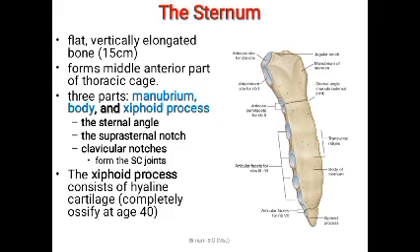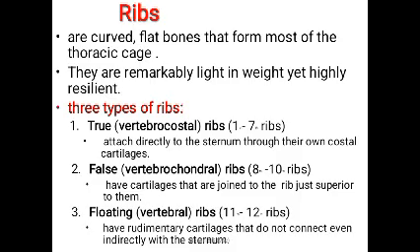The xiphoid process consists of hyaline cartilage, completely ossified at age 14. The ribs are curved, flat bones that form most of the thoracic cage. They are remarkably light in weight, yet highly resilient. There are 3 types of ribs: 1 true, 2 false, 3 floating.